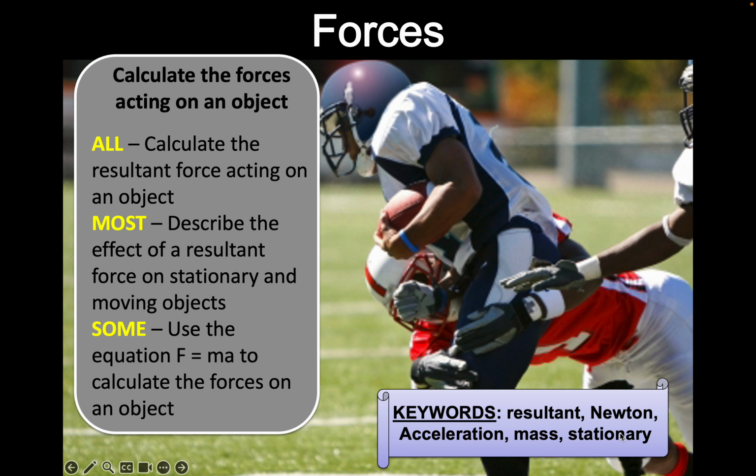Okay, so this is a quick video to explain forces. We're going to look at resultant forces on stationary objects and moving objects, and we're going to see Newton's second law. When the forces are unbalanced, what happens to the object? So keywords here are resultant, Newton, because he had different laws, acceleration, mass, and stationary. Okay, also balanced forces and unbalanced forces.